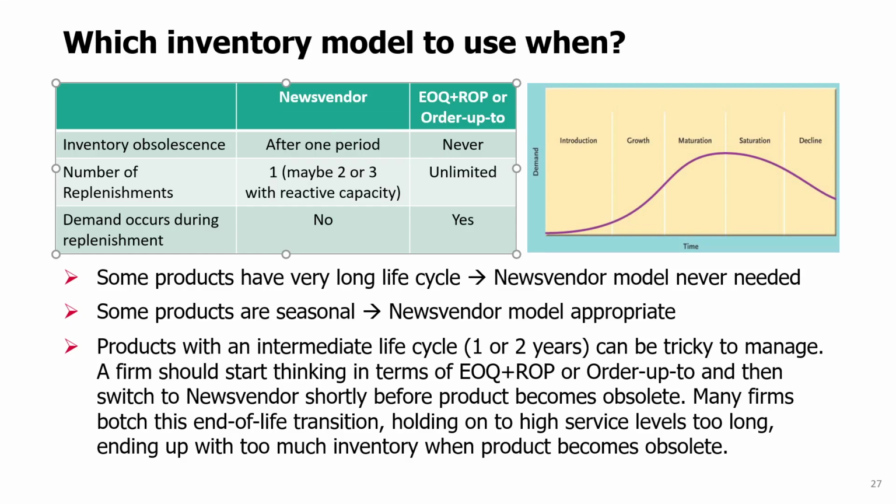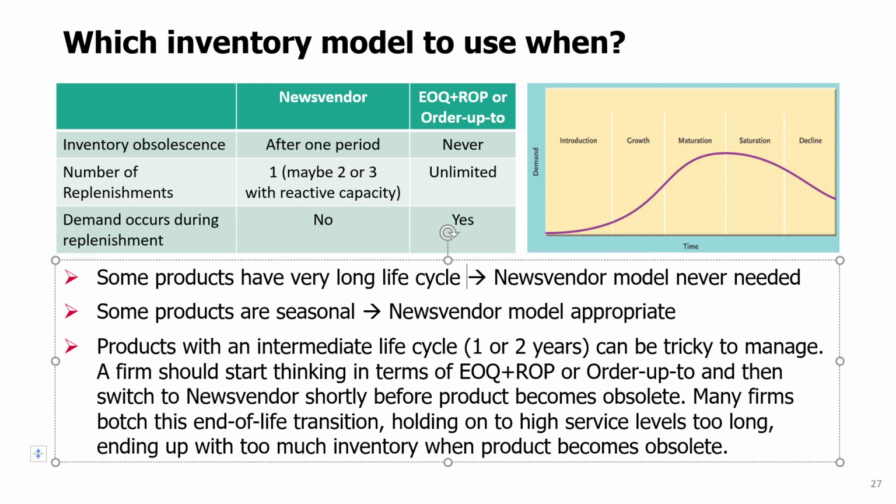Often these products are ordered with very long lead time. Sometimes we might have a second or third replenishment opportunity, but in the simplest case, it's just one. And of course, if these are seasonal products, we often order them way before the season begins. For example, with fashion products, we might order even months before the beginning of the season. So for some products that have a very long life cycle, the newsvendor model will never be needed, right?